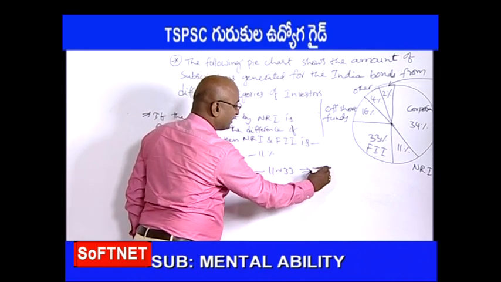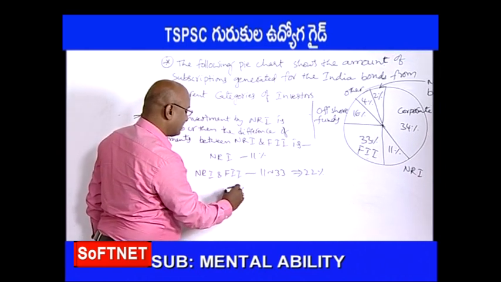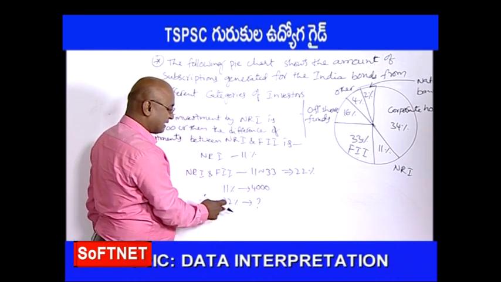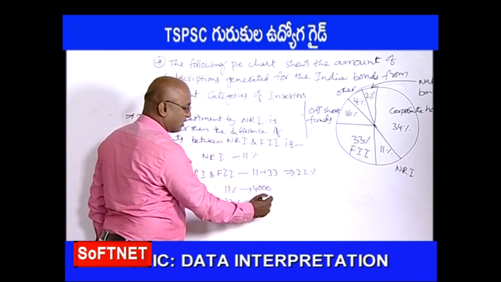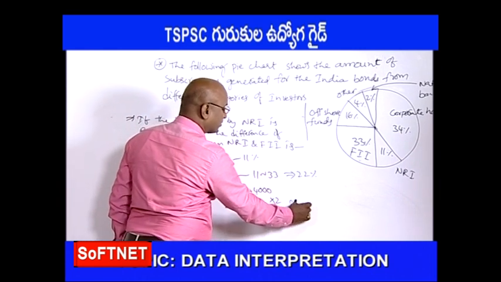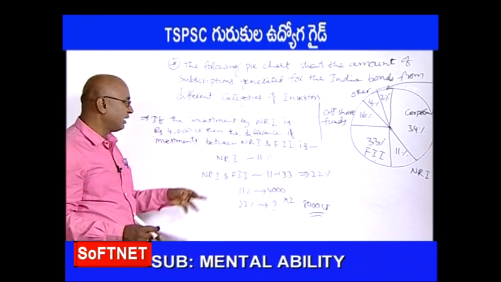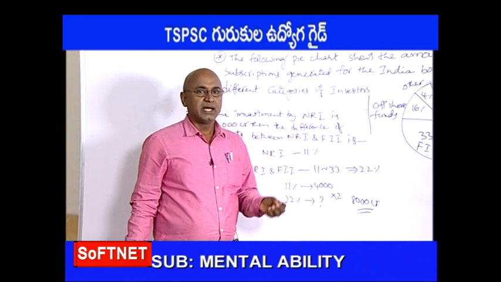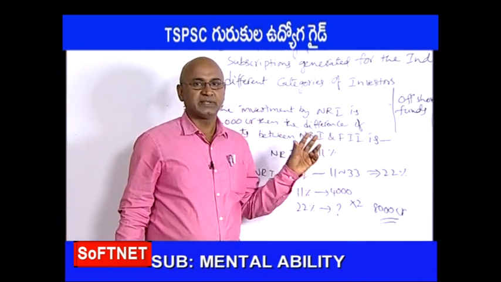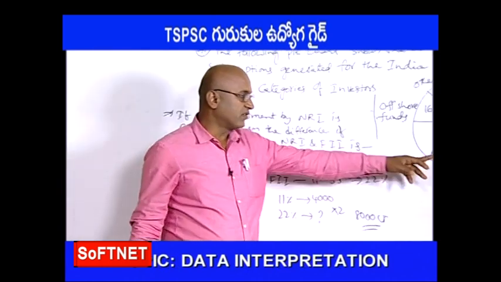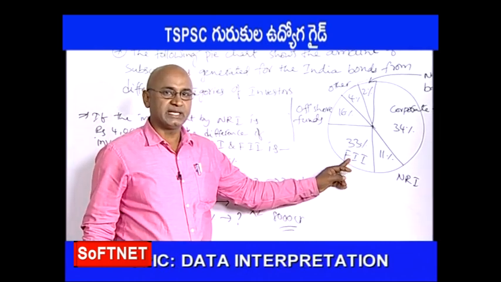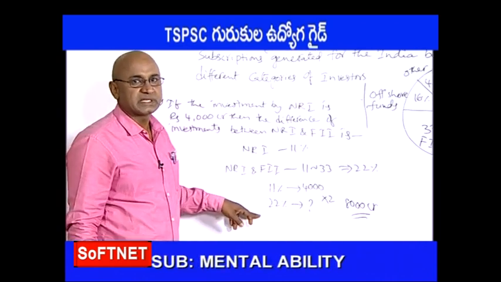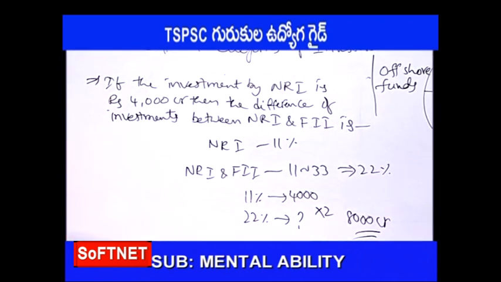the difference is 22%. Suppose 11% is 4,000 crores rupees, then 22% is how much? Just double, 11 twos are 22. Similarly 4,000 into 2 is equal to 8,000 crores rupees. So what is the problem here? If the investment of NRI is 4,000 crores rupees, then what is the difference between the investments of NRI and FII? NRI investment is 11% and FII investment is 33% and the difference is 22%. So if 11% is 4,000, then 22% is around 8,000 crores rupees.